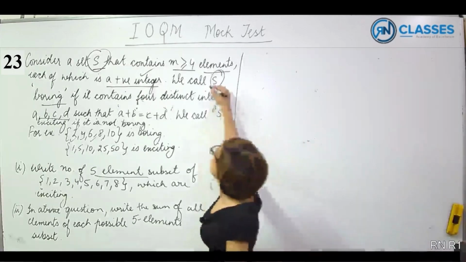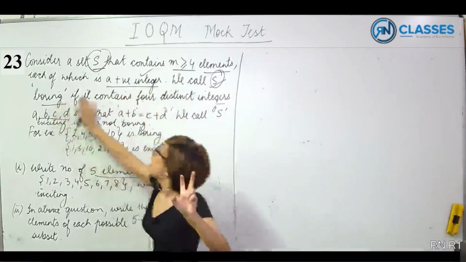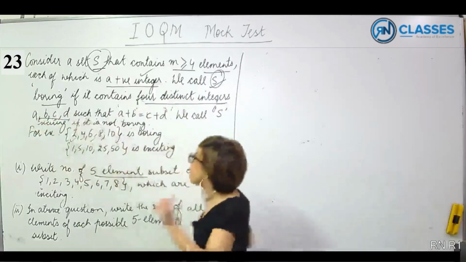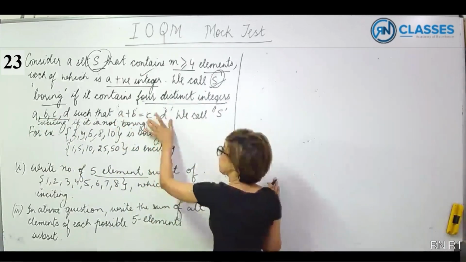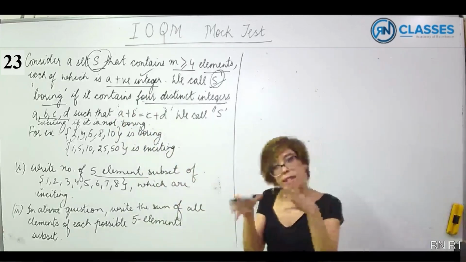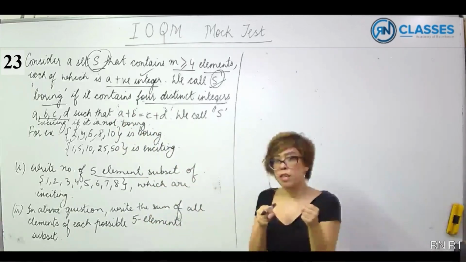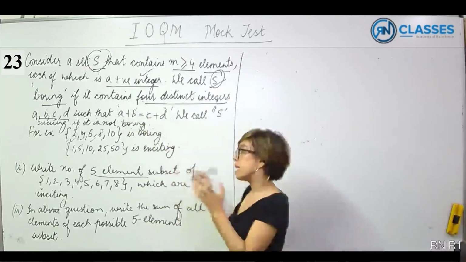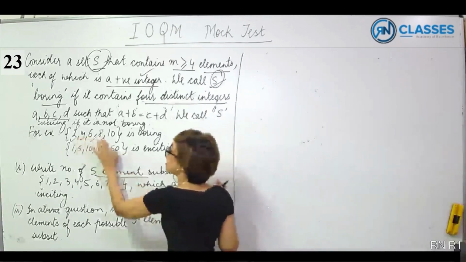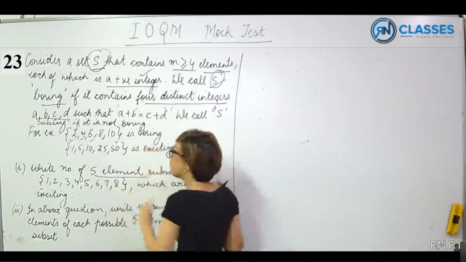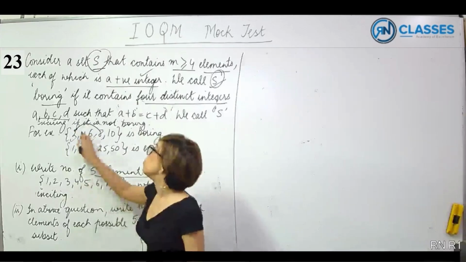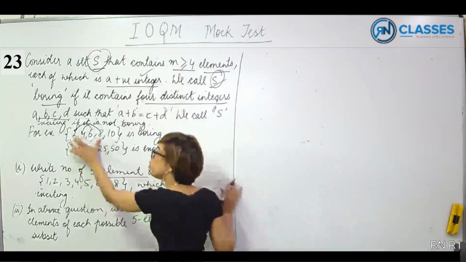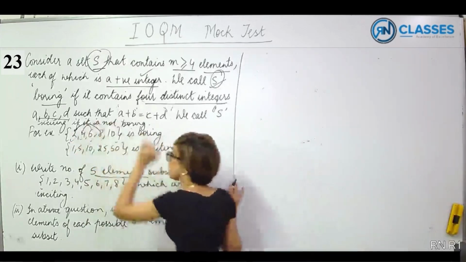Right? Now he says we call S boring if it contains 4 distinct integers a, b, c, d, such that a plus b is equal to c plus d. That means we'll call a set boring if I can find out 4 integers out of it, such that sum of 2 is equal to sum of other 2. Right? He has given us as an example also 2, 4, 6, 8, 10 is a boring set. Why? Because 2 plus 8 is equal to 4 plus 6. We have found out 4 numbers here such that sum of 2 is equal to sum of other 2. That is why this set is boring.